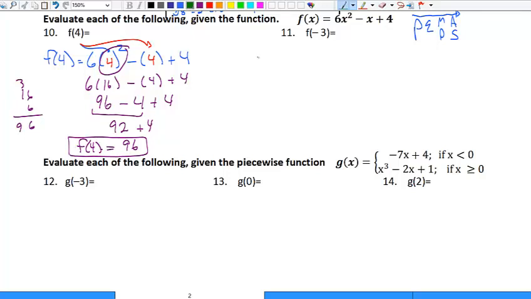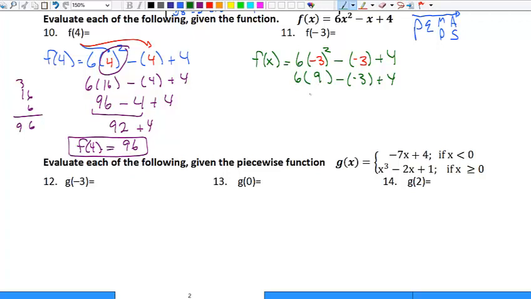On the next problem, we have f of negative 3. So every time I see an x, I'm going to plug in a negative 3. So let's see. It's 6 times negative 3 squared minus negative 3 plus 4. So PEMDAS, there's nothing I can do inside the parentheses, but then I can do exponents. Negative 3 squared is 9 minus a negative 3 plus 4.